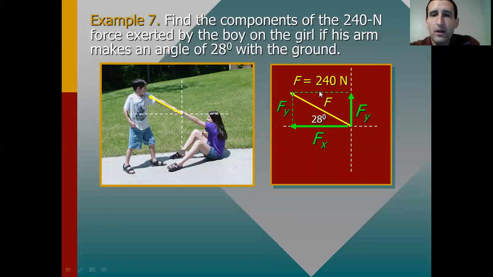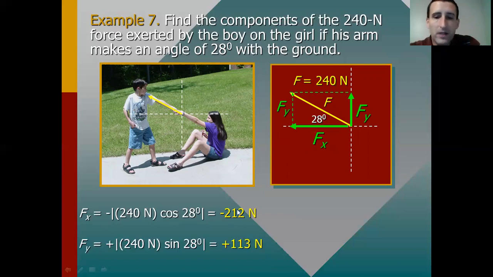So the yellow arrow is 240 newtons. That's how hard he was pulling, but he's pulling at an angle of 28 degrees. So we want to know how much of his pull is in the X and how much is in the Y. So we use our SOHCAHTOA relationship. The hypotenuse times the cosine of the angle equals the X, the adjacent component, which in this case is the X. We say negative because he's pulling to the left. And he's clearly pulling up. So we use sine to find the Y component.